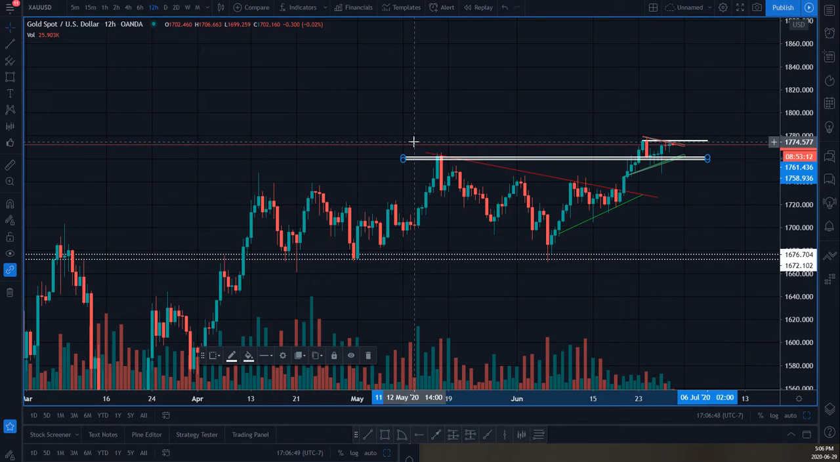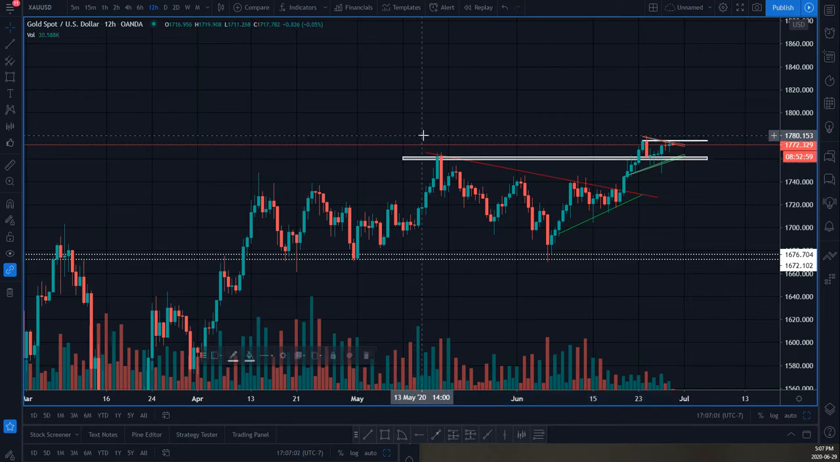Gold is going to be the leader. It's like Bitcoin for the alts. If gold absolutely dumps to the downside, silver is going to dump to the downside. If Bitcoin dumps to the downside, Ethereum, Binance Coin, Link are going to dump to the downside. So we can see it's holding supports quite well.